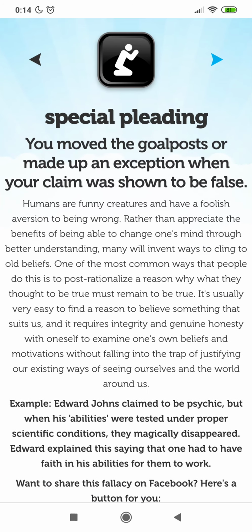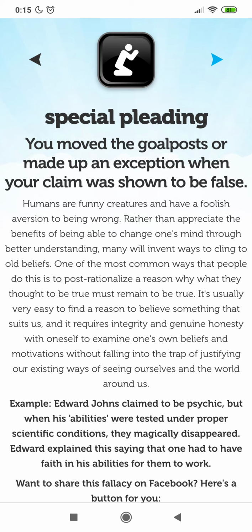Special pleading. You moved a goalpost or made up an exception when your claim was shown to be false. Humans are funny creatures and have a foolish aversion to being wrong. Rather than appreciate the benefits of being able to change one's mind through better understanding, many will invent ways to cling to old views. One of the most common ways that people do this is to post-rationalize a reason why what they thought to be true must remain true.